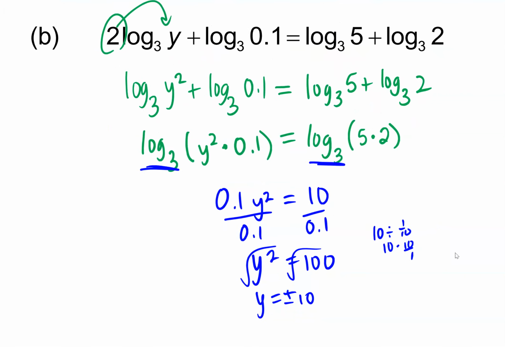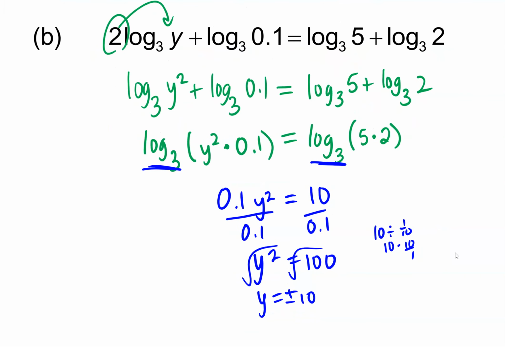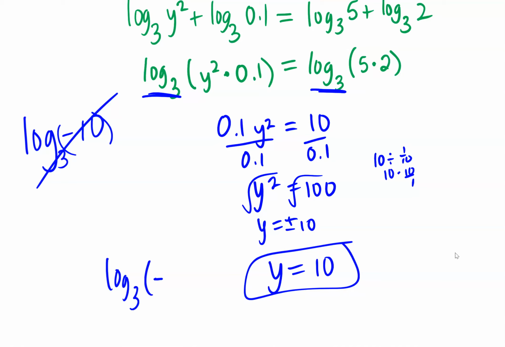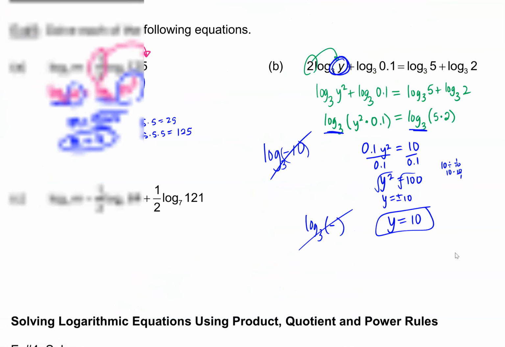Now, the issue is if I plug in a negative, I don't want to be taking the log of -10, log base 3 of -10. You can't do that. That's why my answer is only going to be the positive 10. If I try to plug in log base 3 of a negative number, no can do.